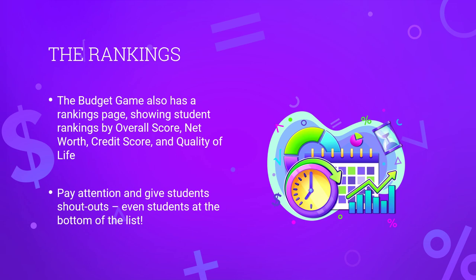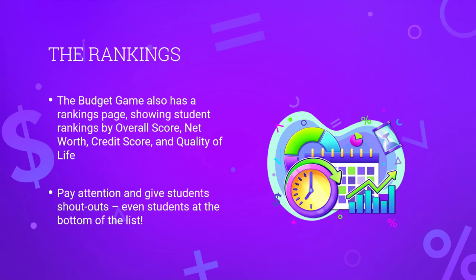And quality of life. The students who are living large are going to be at the top of the quality of life rankings. The students who are being very austere are going to be at the bottom of the quality of life rankings. The students who are at the very bottom of the quality of life rankings, you might want to follow up with and make sure that they're not trying to just max out their net worth, because that's not where the overall score comes from.